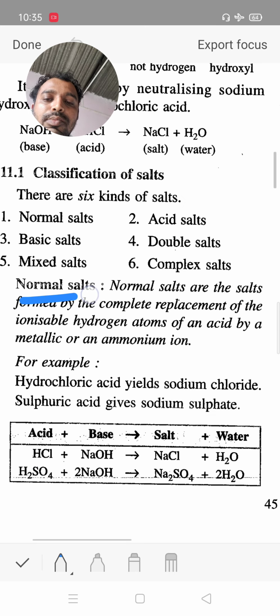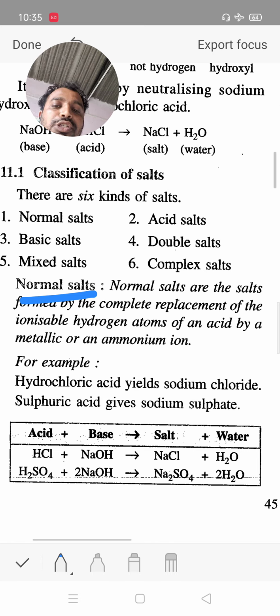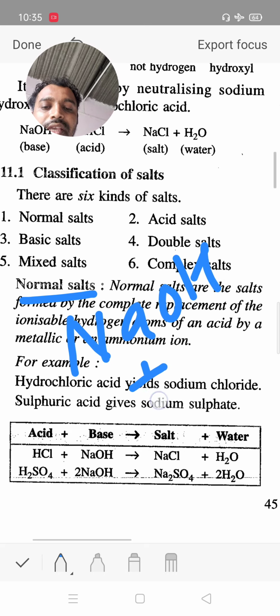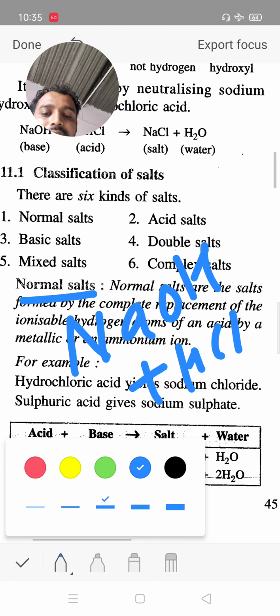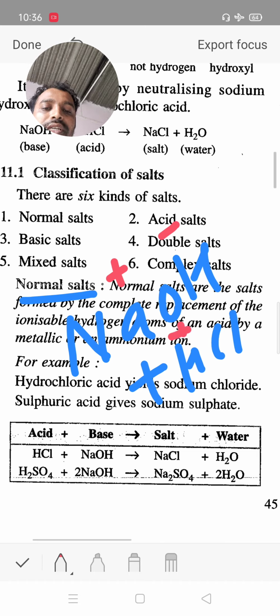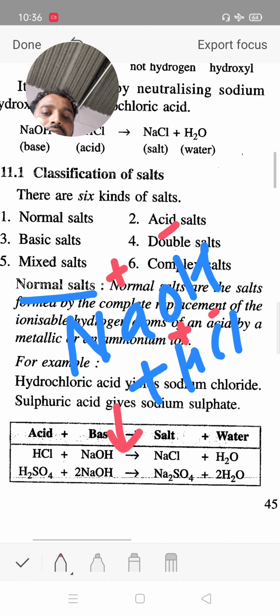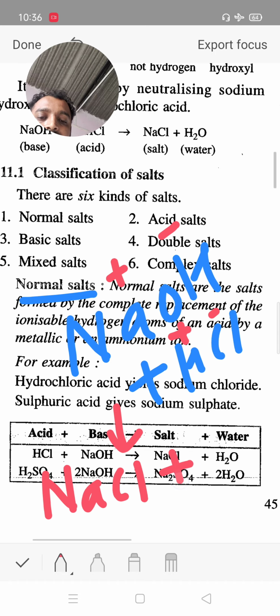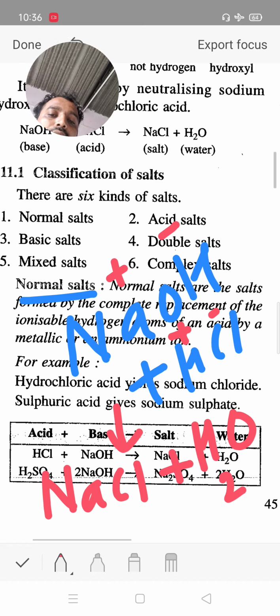Now the first one is normal salt. In normal salt, there is complete displacement of the ionizable hydrogen atom of the acid by a metallic or ammonium ion. Suppose NaOH with HCl. Na is positive, OH is negative, hydrogen is positive and Cl is negative. The positive attaches with the negative to form NaCl, and H with OH forms water. This is an example of normal salt.